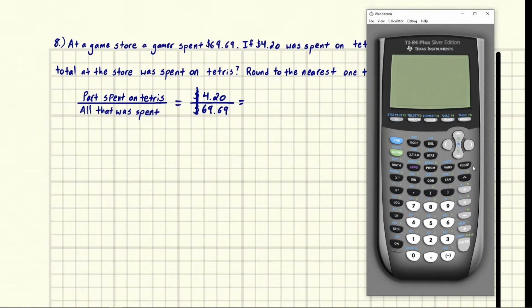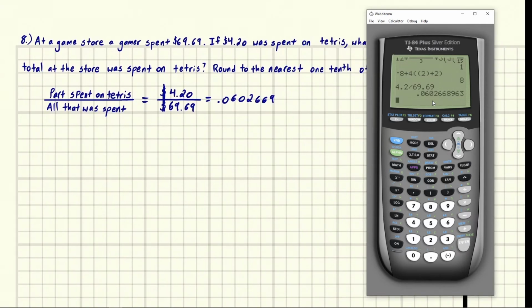So we say, well, this is just division. So we're going to turn this on. And we say, well, $4.20, 4.2. And then we're going to divide by $69.69. And we're going to get this number, 0.0602669, if we round way back there.